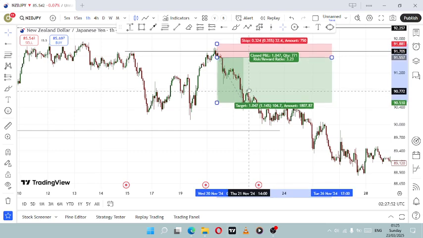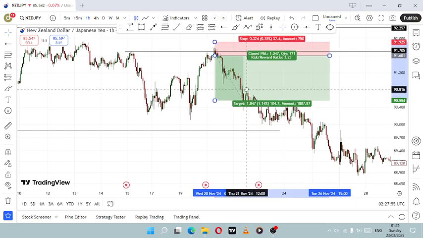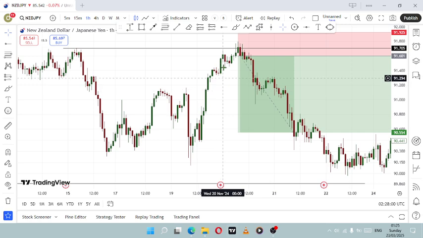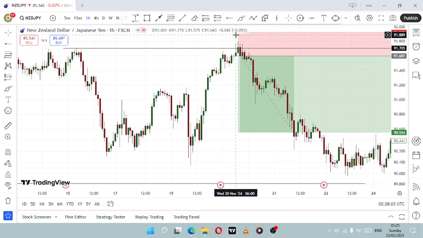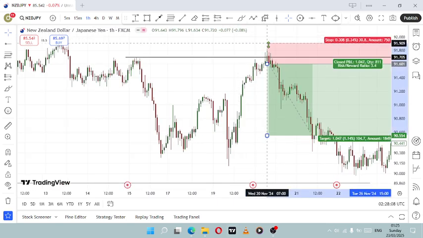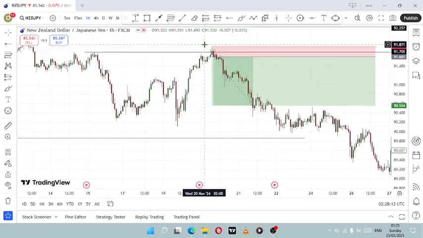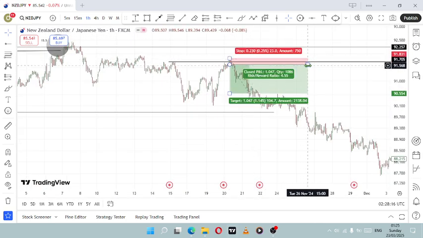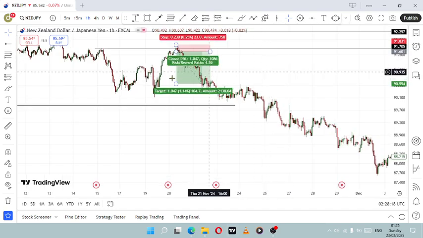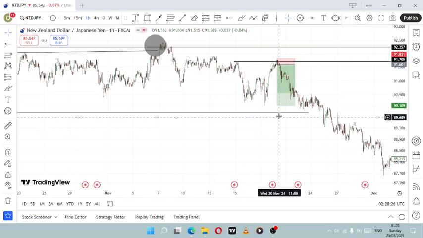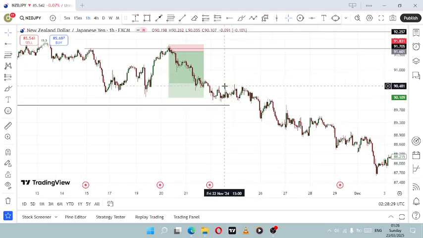So that one would have been 8 o'clock. Here is the risk entry for me. Here would have been the risk entry for me. Put my stop above the highs, and then target these lows, 6%. So this one would have been the risk entry for me.